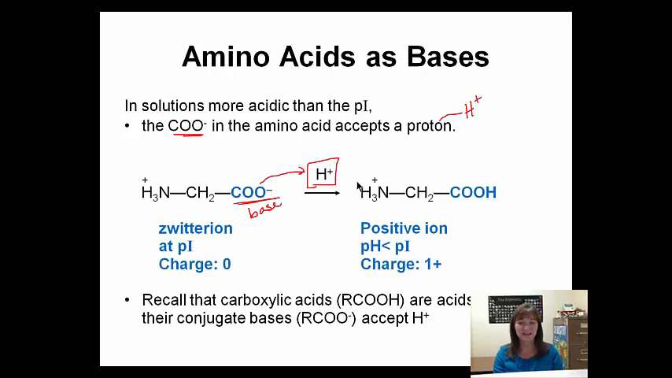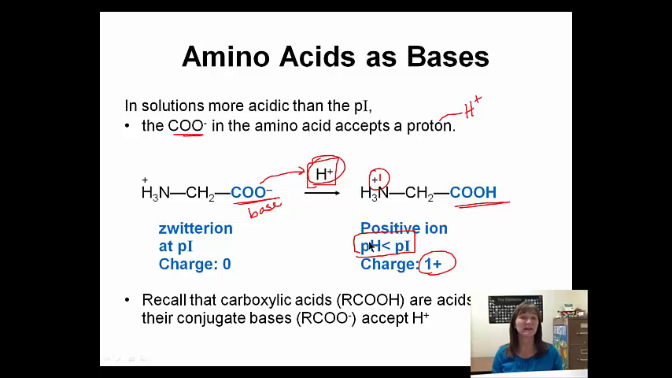If we look at this slide here, if the pH is less than the pI, then the net charge on the amino acid is going to be +1. And let's go back over that. The reason why is if you're in acidic solution where the pH is low, the COO- is going to accept that H+, and then it's no longer going to have a charge. So the only charge you have left is this +1 charge.